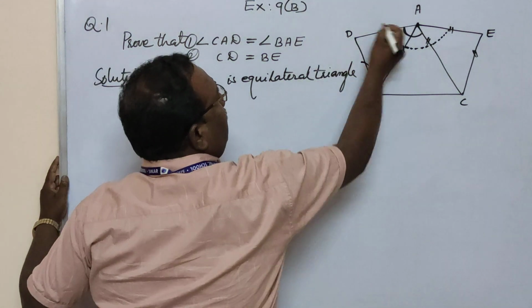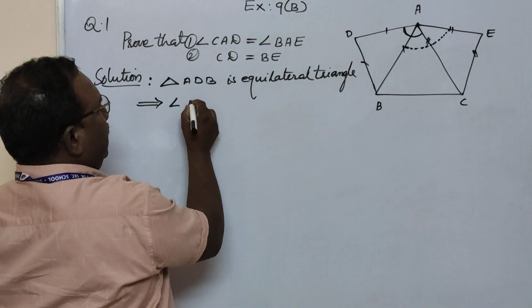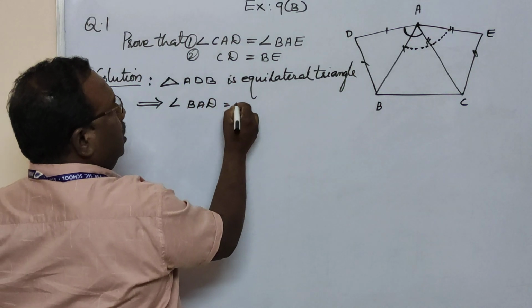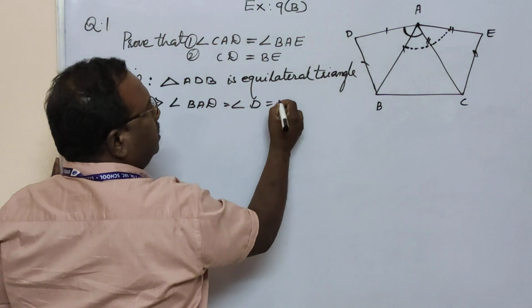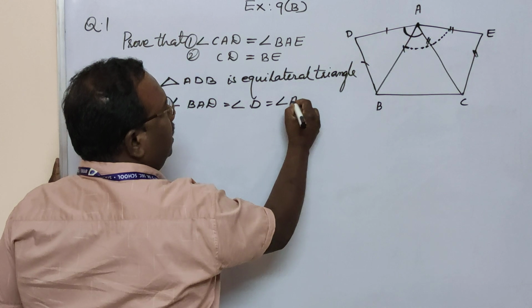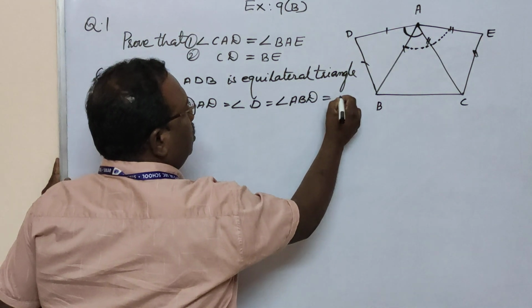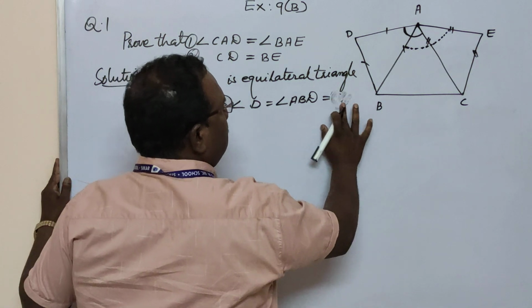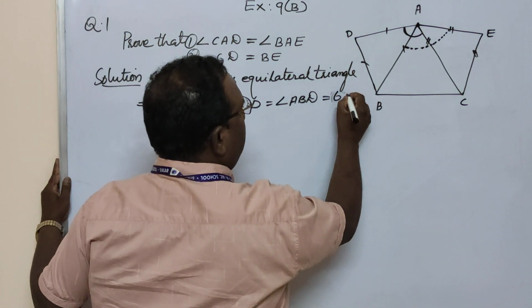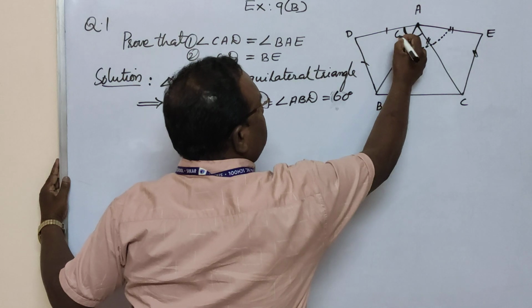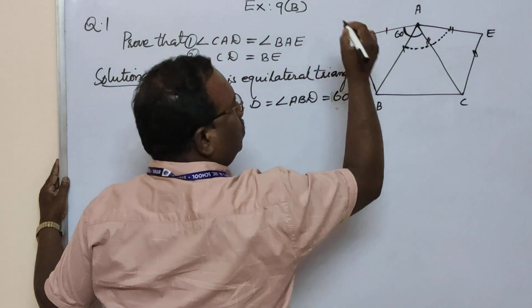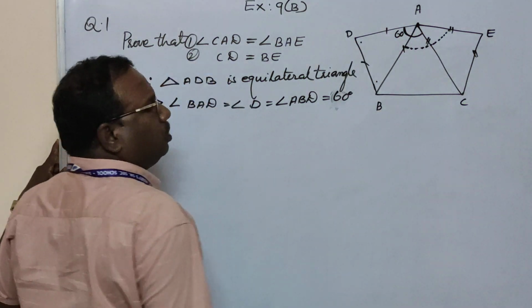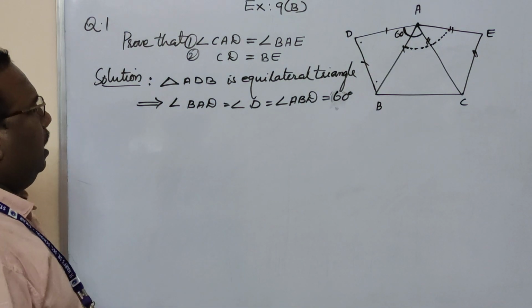Angle BAD is equal to angle D is equal to angle ABD. Each is equal to 60 degrees, not 90, 60 degrees. That is, this angle, this much, is 60 degrees. This is also 60 and this part is also 60 degrees.